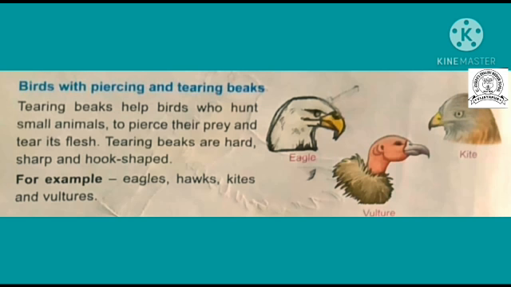Now next one, birds with piercing and tearing beaks. Tearing beaks help birds who hunt small animals to pierce their prey and tear its flesh. Tearing beaks are hard, sharp and hook-shaped. For example, eagles, hawks, kites and vulture.